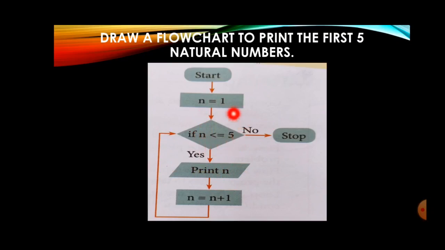Now again it will check the condition here. Is 6 less than or equal to 5? No. 6 is not less than 5, and 6 is not equal to 5. Then the condition will become false, so it will move to the other side, and then the loop will stop. Thus, when n becomes 6, it will exit the loop. Now I hope you understood this example.